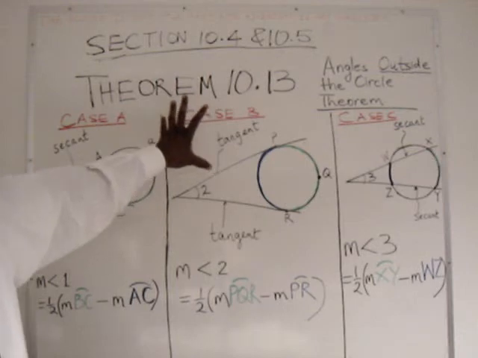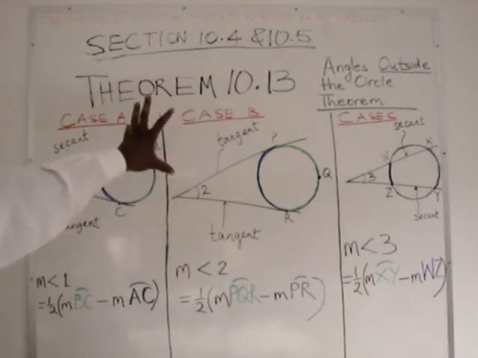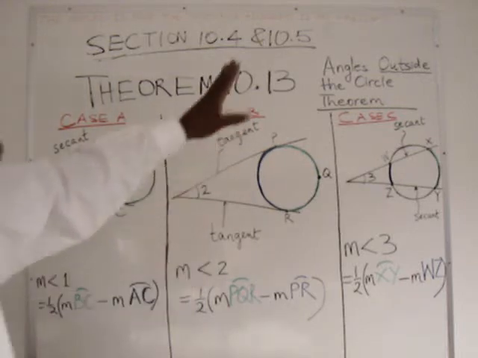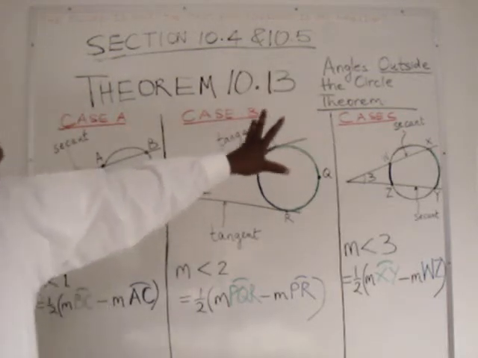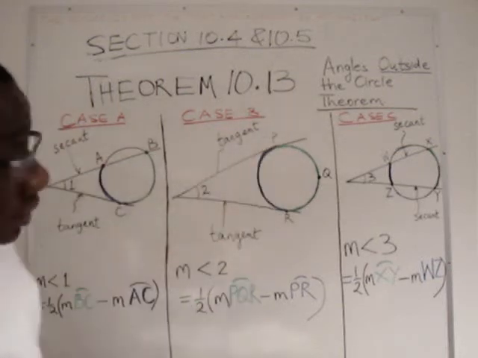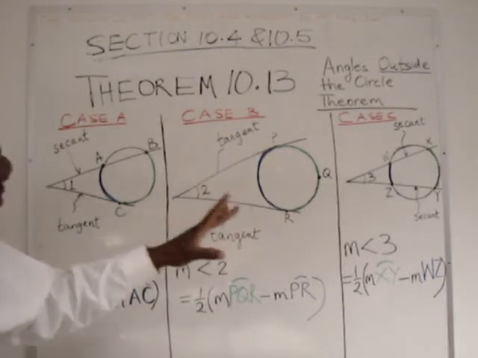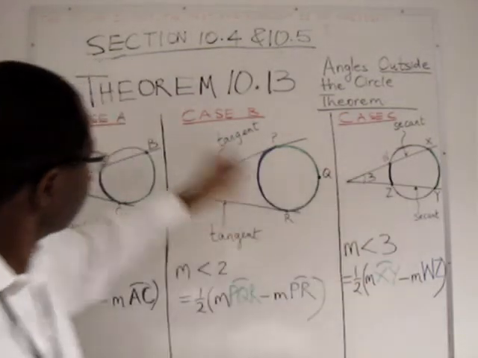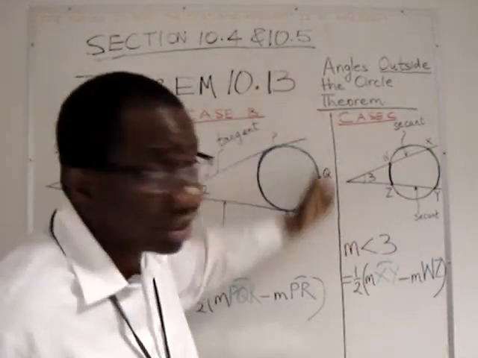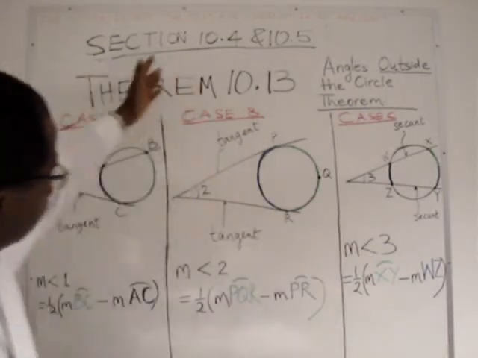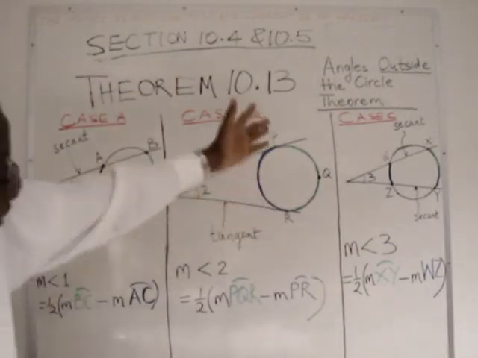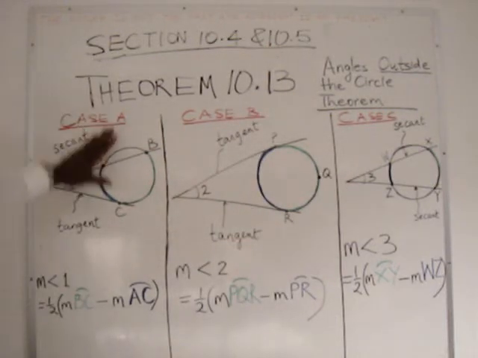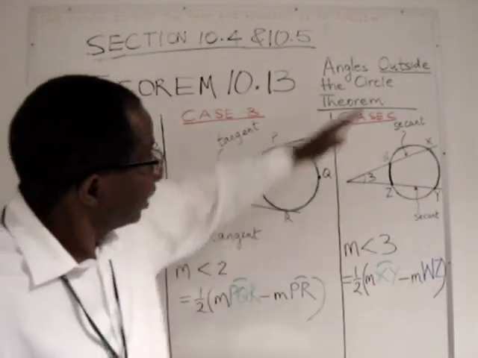The last theorem in section 10.5 is theorem 10.13, and it deals with angles outside the circle. So it's called the angles outside the circle theorem. What do we mean by angles outside the circle? Well, there are three cases. These vertical lines just split up the screen into three cases, and I'm going to go through each one. I've called them case A, case B, and case C.